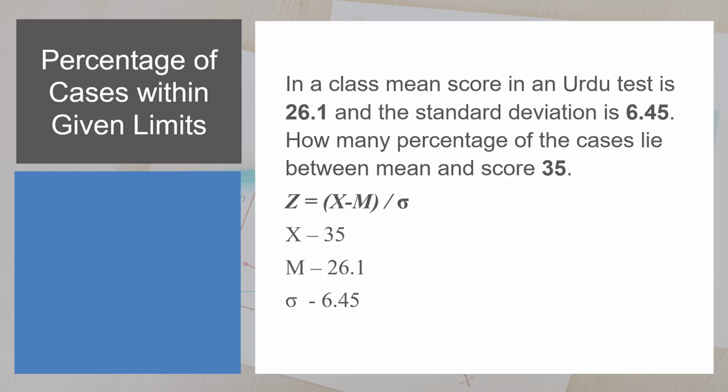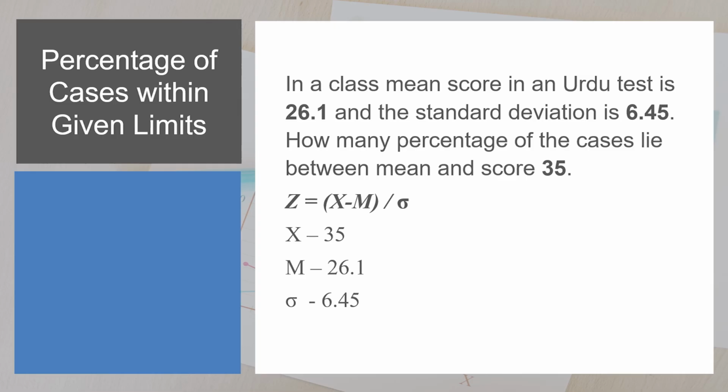So what do you have to do first? You have to calculate the mean and the standard deviation. In the applications of the normal probability curve, you will find that the mean score and the standard deviation are usually given. Then, what percentage of cases lie between the mean and the score 35? The mean is 26.1 and the score is 35. So what percentage of the cases lie between 26.1 and 35?